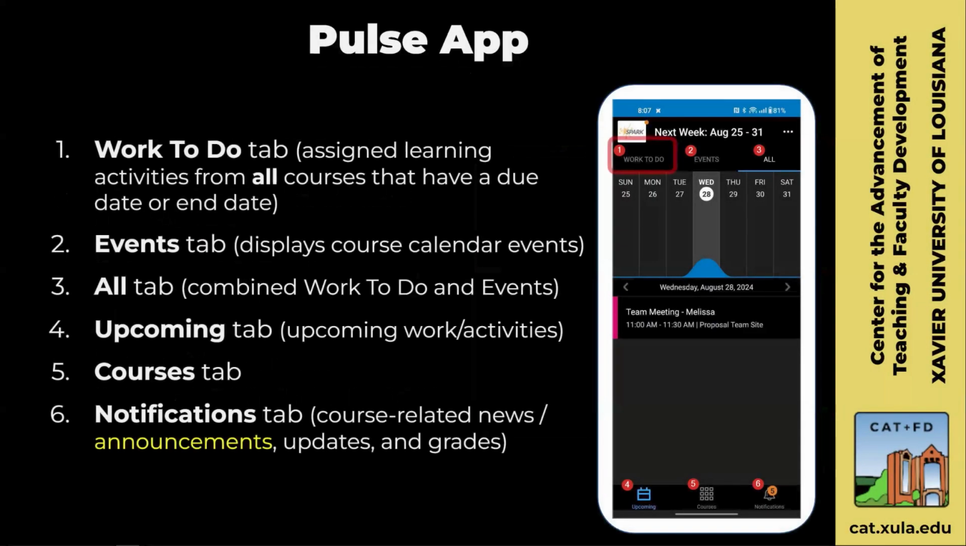With the Pulse app, you see in this view here there's a work to do tab, so they can see all of their activities from all of the courses that have a due date or an end date show up. The events tab displays the course calendar events. The all tab combines the work to do and the events. This upcoming tab down here at the bottom is your upcoming work and activities, and that's what this display is showing. And we can see these three tabs here.